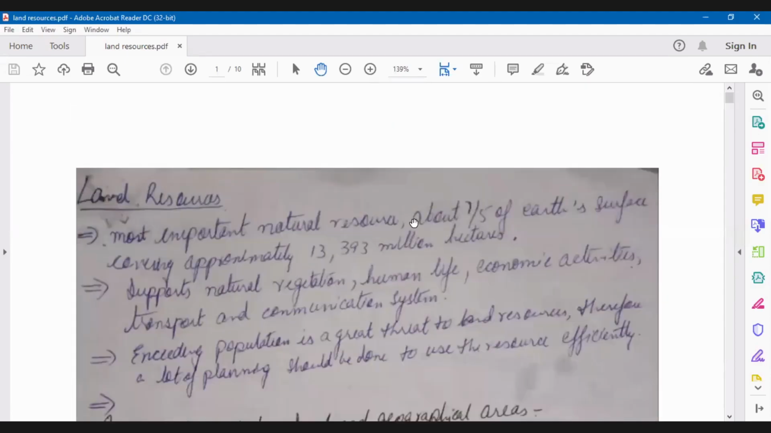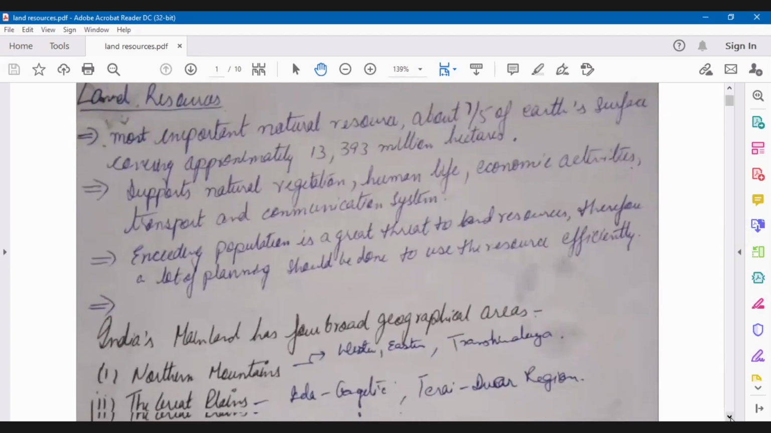So we were talking about land resources. Like I said, one fifth of the Earth's surface is land, and it supports transport and every activity happening in terms of biotic factors, flora and fauna. So natural vegetation, human life, economic activities, transport and communication systems, all these factors are supported by your land resources. Exceeding population is a great threat to land resources. Therefore, a lot of planning should be done to use the resource efficiently.